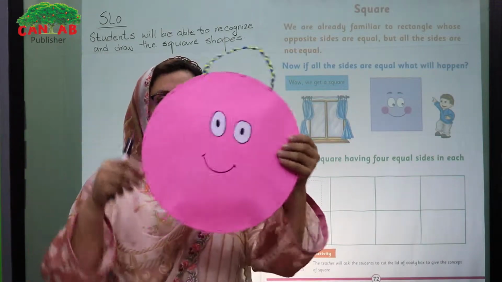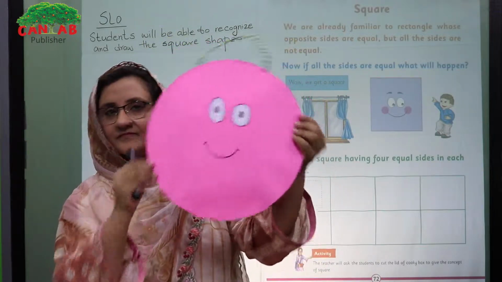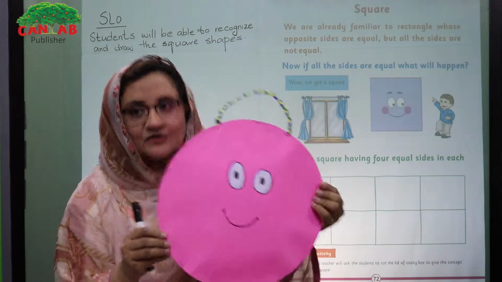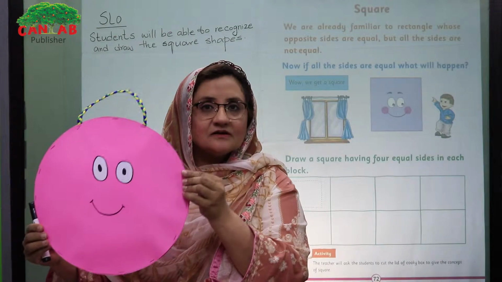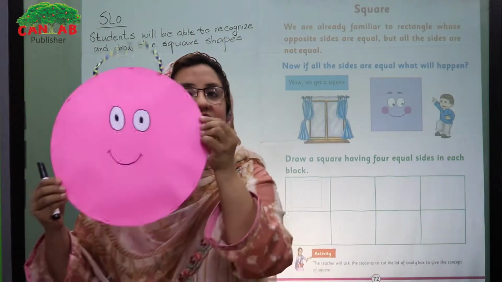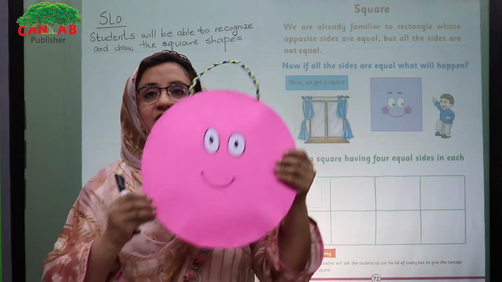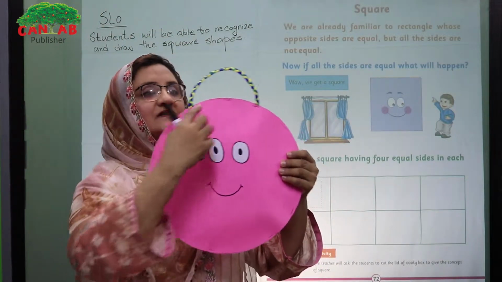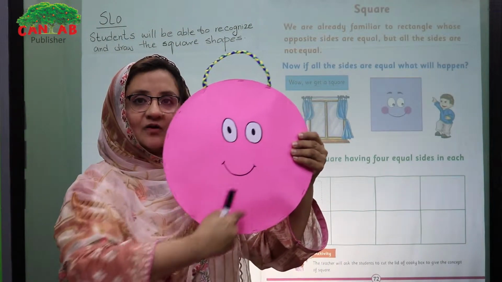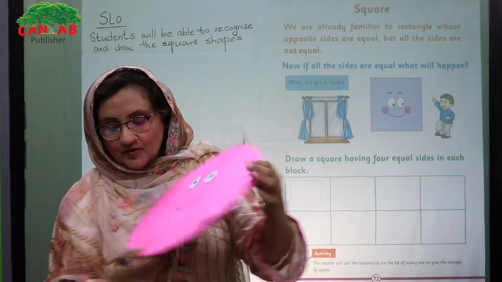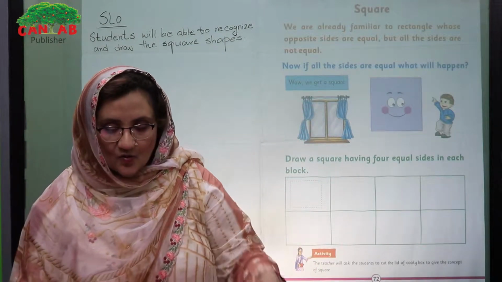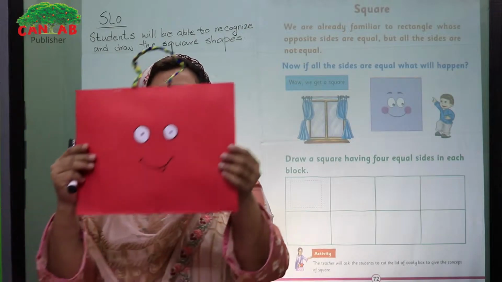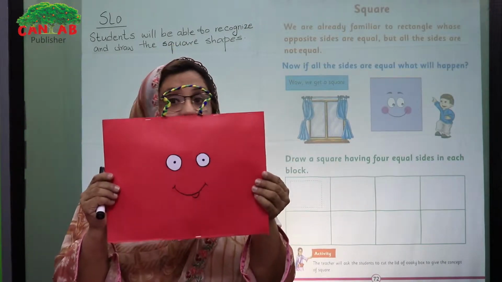Yes, students, look here. Can you tell me the name of the shape? Yes, it's a circle, and a circle goes round and round. Look here, it's going round and round. Very good. Now, who is going to tell me the name of this shape?